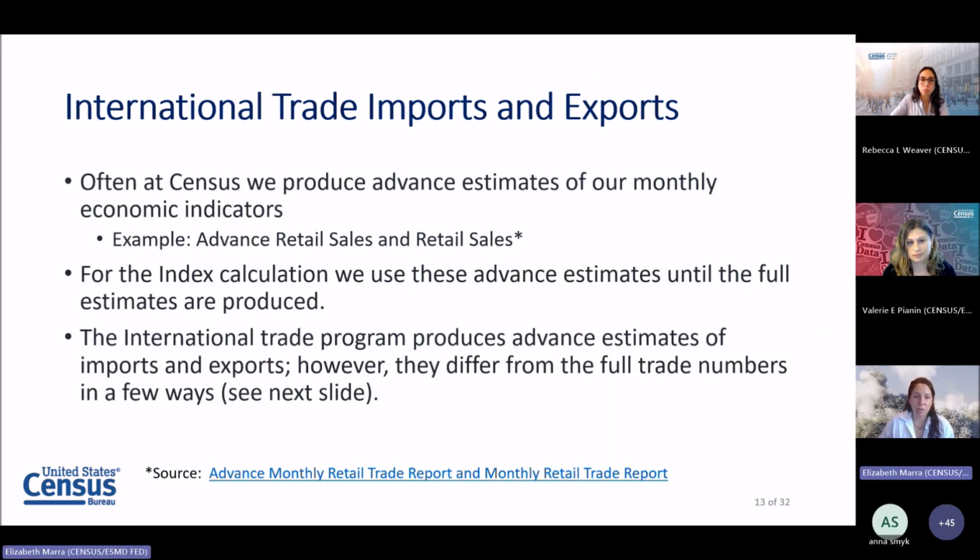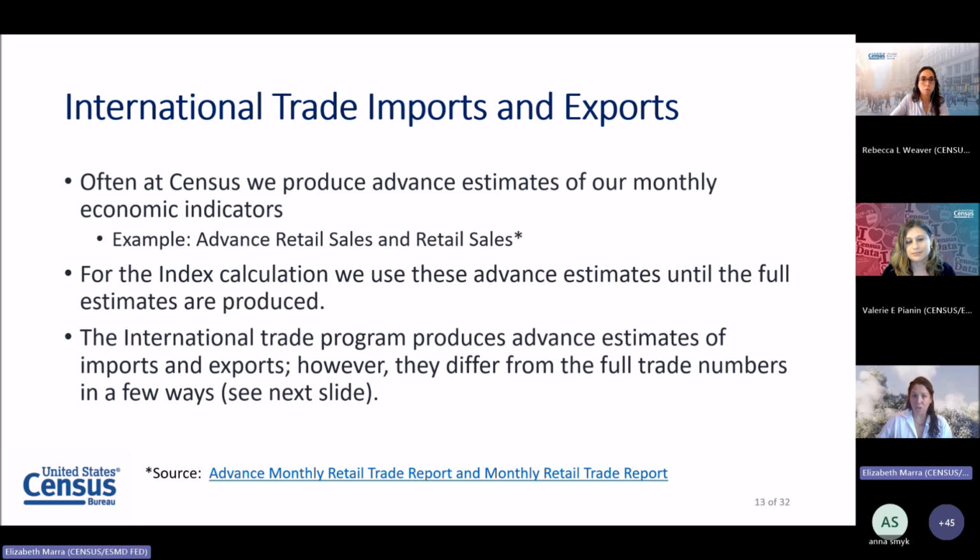So in researching ways to address this, we first considered the idea of using the advanced trade estimates in the index calculations. What I mean by that is, for many of our monthly indicators at Census, we produce advanced estimates. For example, we have advanced retail sales released 1 month, and then the next month, as we get more data in, we release the full retail sales. For the weighted index calculation, we use these advanced retail sales estimates and then replace them with the full retail sales estimates once they're released.